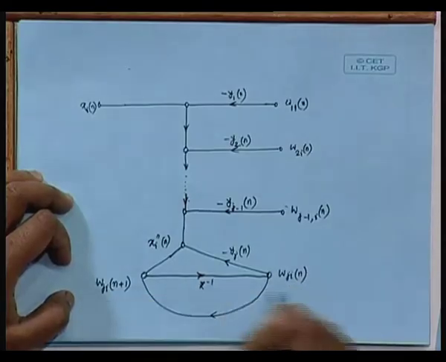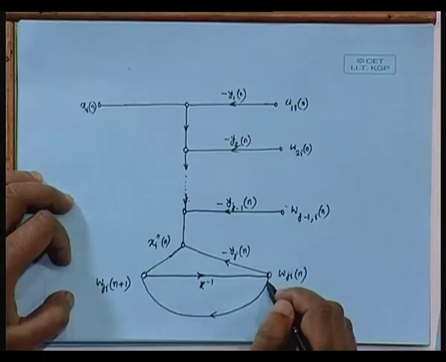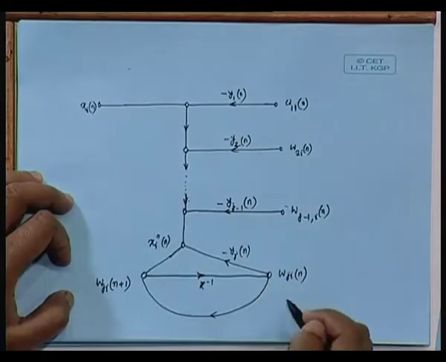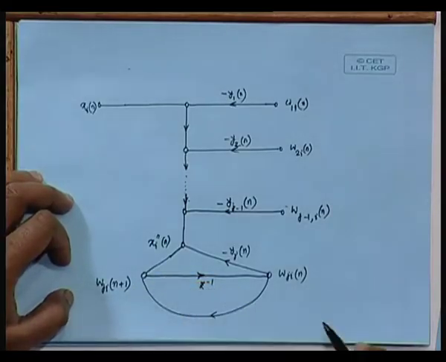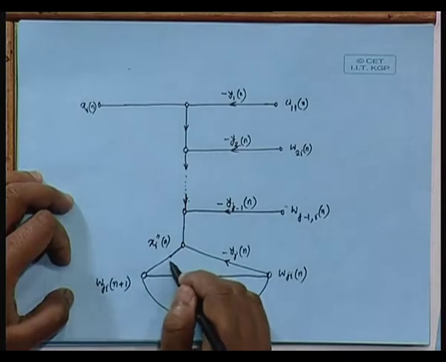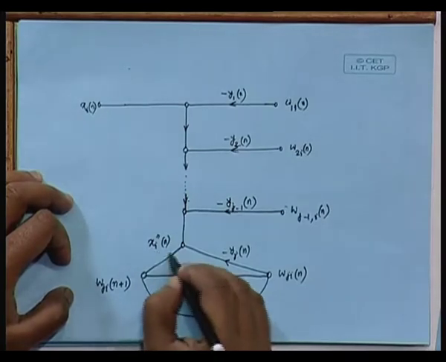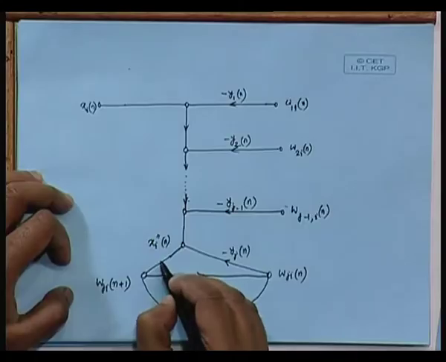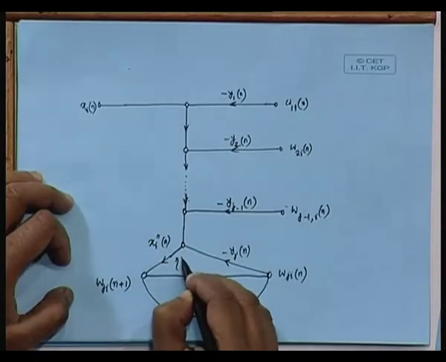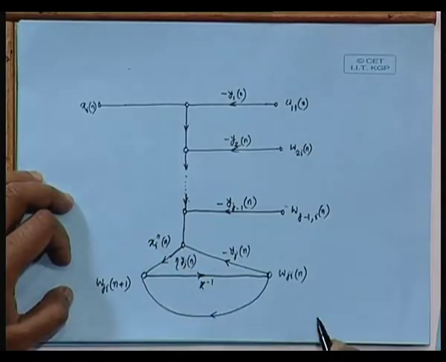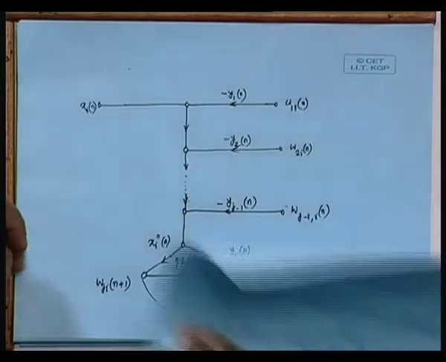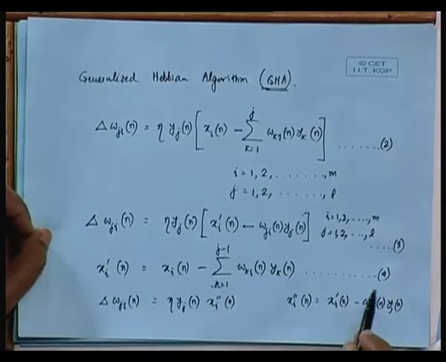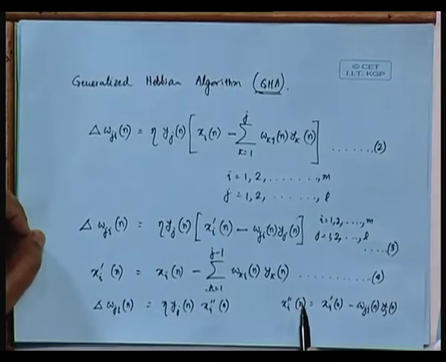So that is the relation between n plus 1 and n, but what we are doing here is subtracting w j i n from w j i n plus 1. So in effect we are getting delta w j i, and this delta w j i is what we get from this x i double prime n multiplied by eta y j n. So this is the signal flow graph of this equation. The signal flow graph of equation 4 is obtained like this.